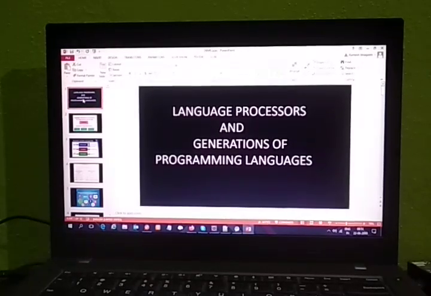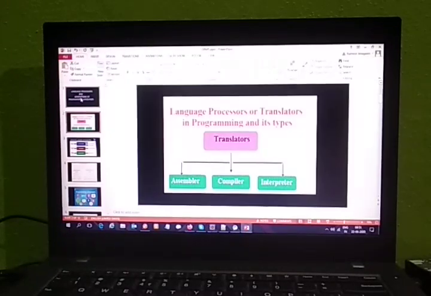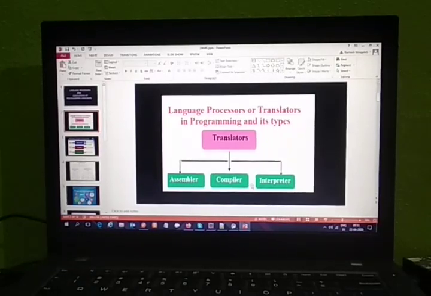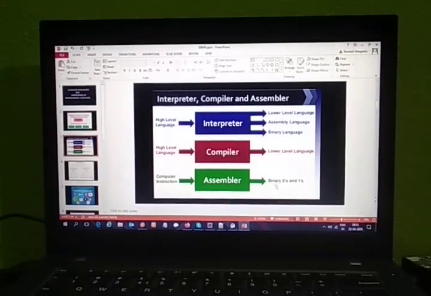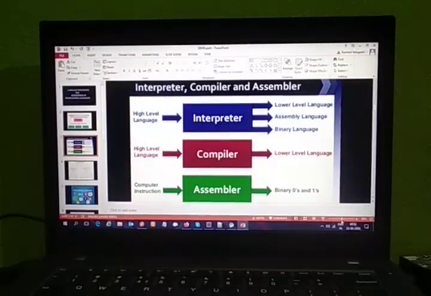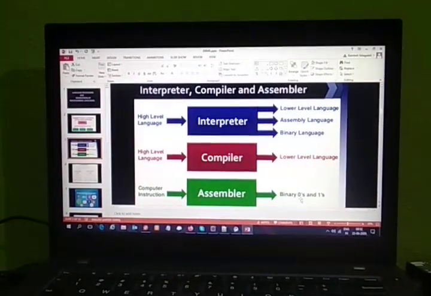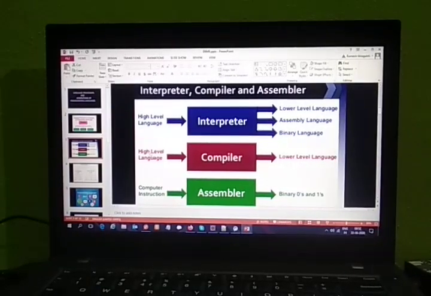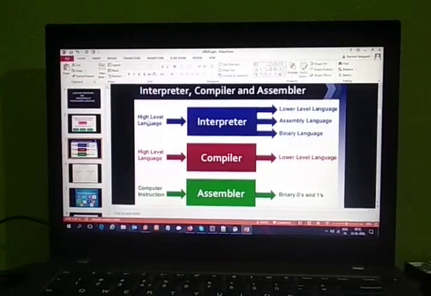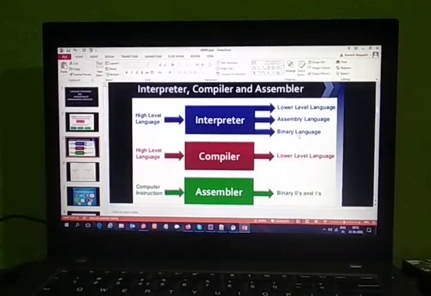Good morning children. Today we are going to learn about language processors and generations of programming languages. The language processors, or language translators, are assembler, compiler and interpreter. The assembler converts the computer instruction into binary language, zeros and ones. The compiler compiles the high level language into lower level languages. The interpreter converts the high level language into lower level, assembly level and binary level languages.